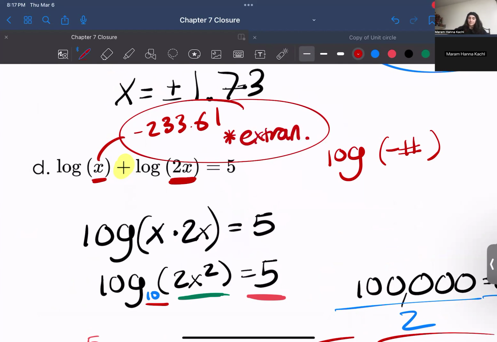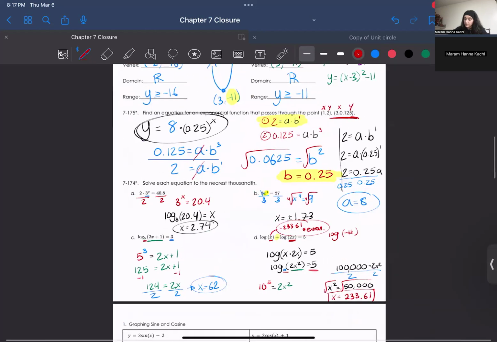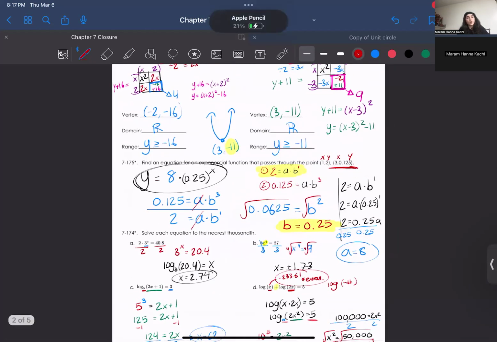All right, that's about it for those first 2 pages. There will be another video for the last page, front and back.